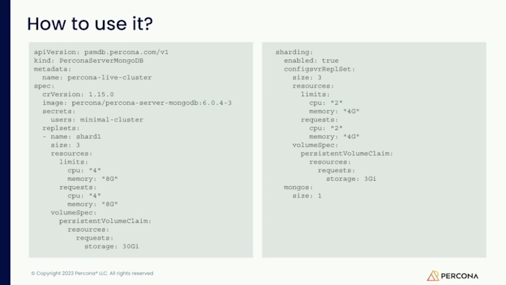It has many more options, but let's say this is a basic configuration where I have a name of my cluster. I have a MongoDB version here. I have where my system user passwords are stored. I have a list or array of replica sets with shard1 with a size of 3 nodes, and each node having 4 CPUs assigned and 8 gigabytes of memory. I want 30 gigabytes of storage. I want my config replica set to be configured like that, and I want one Mongo router.